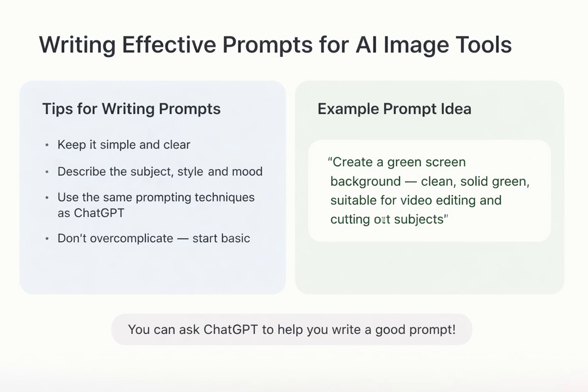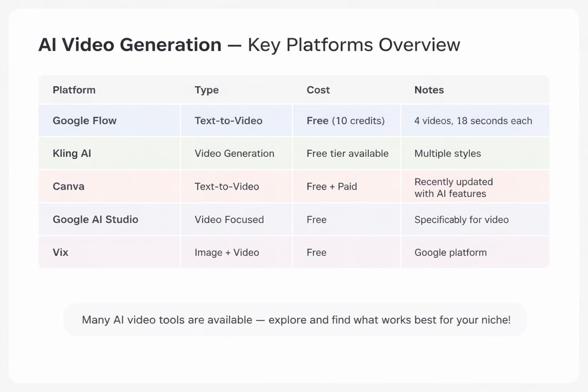And if you're not sure how to write a good prompt, just ask ChatGPT. It can generate a well-structured prompt for you to paste directly into the image tool. The instructor then moves into AI video generation tools, and there are quite a few options available.